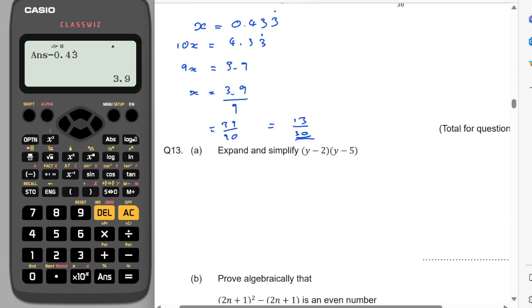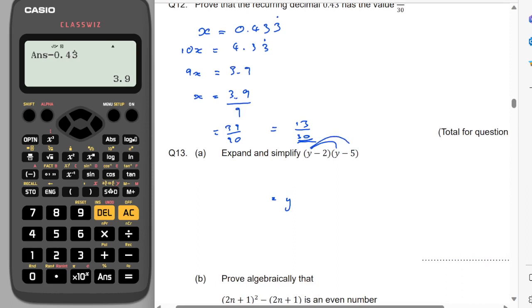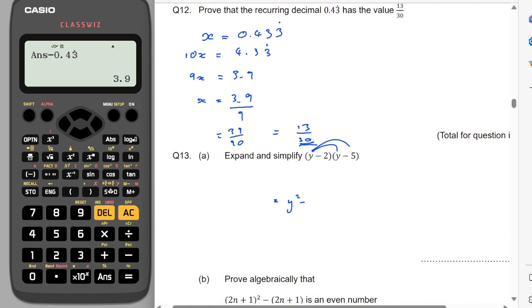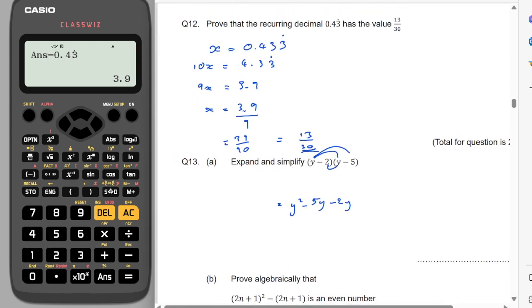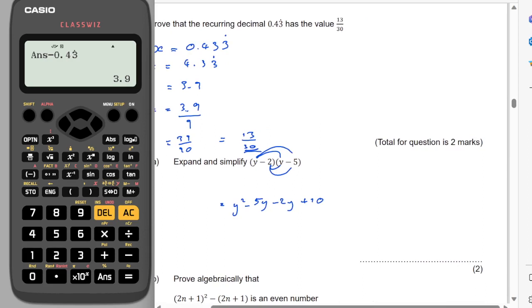So expand and simplify. I'm going to multiply these. I tend to use the construction line method for this. So y times by y would be y squared. Y times by minus 5 would be minus 5y. Minus 2 times y would be minus 2y. And then minus 2 times by minus 5 would give me plus 10. So when I simplify that by collecting the middle terms, I would get y squared minus 7y plus 10.